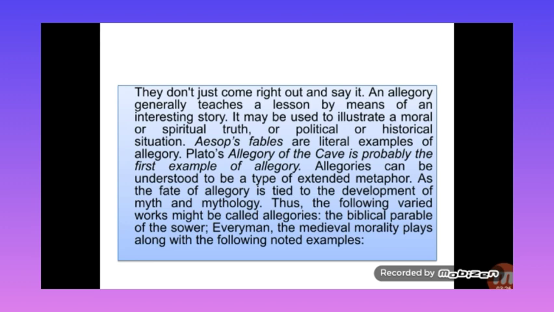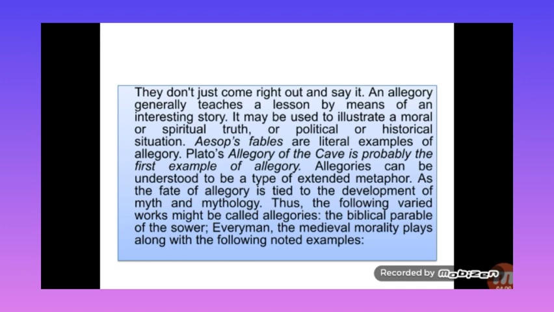Aesop's fables are literal examples of allegory. Plato's allegory of the cave is probably the first example of allegory. Allegories can be understood to be a type of extended metaphor. As the fate of allegory is tied to the development of myth and mythology, we have to learn a lot. So that's the link with myth and mythology, the development of mythology. And we know myths never die, they just change, they just transform.